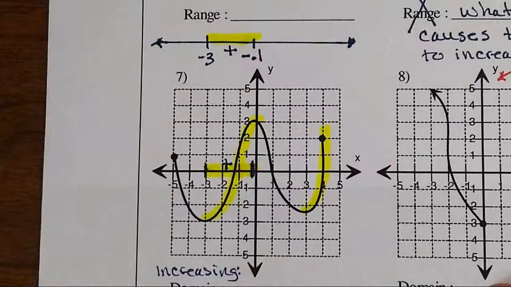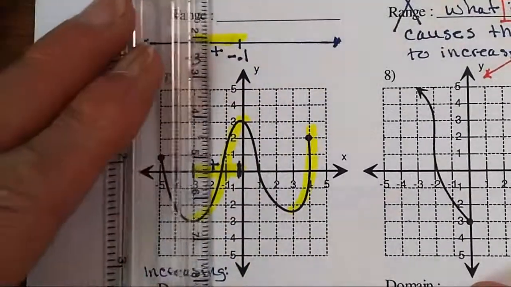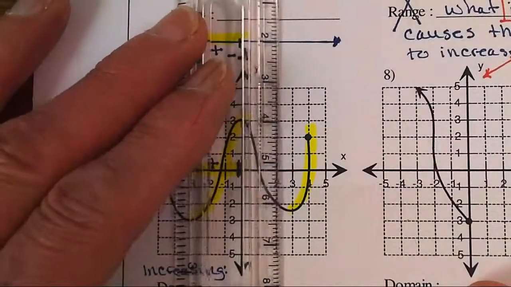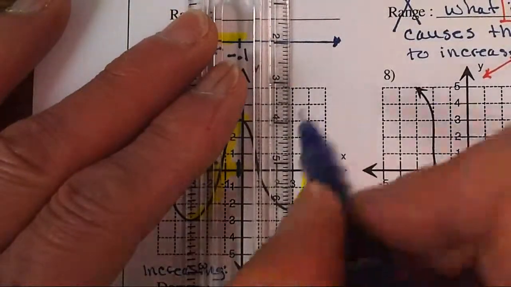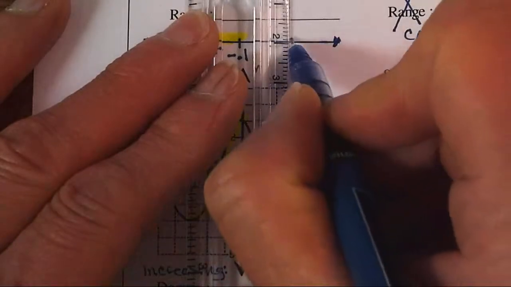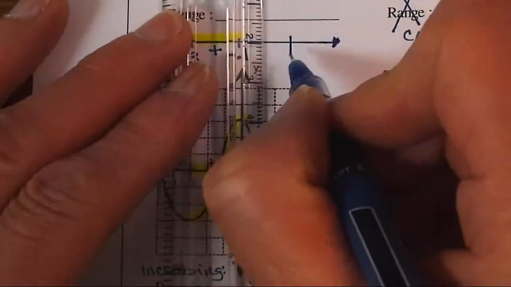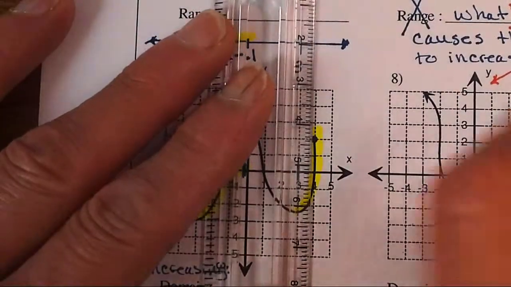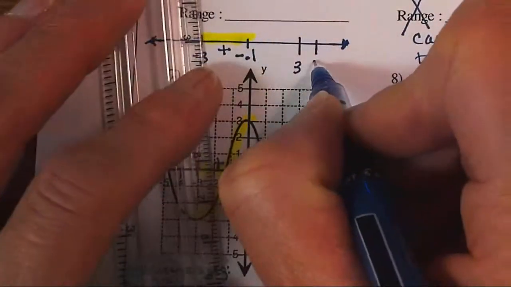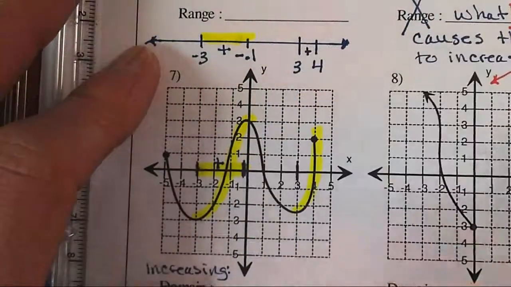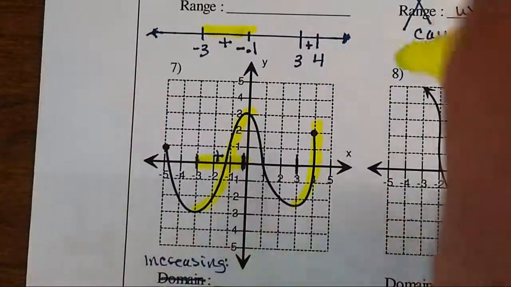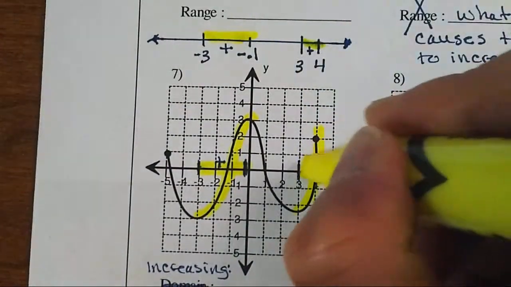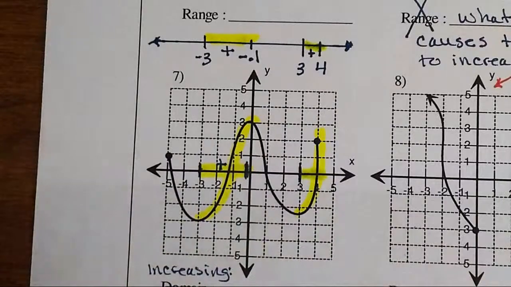And then when I look again for increasing, I'm sliding my ruler and I start the increase. It looks like it starts to increase right here at 3, and it continues to increase until 4. So that's another increase. I can take my yellow and I can highlight that part as an increase. It's the same thing here on my x-axis. That's an increase.